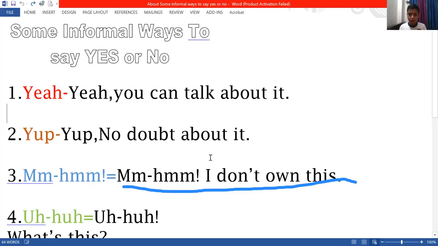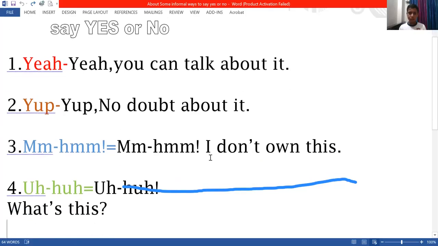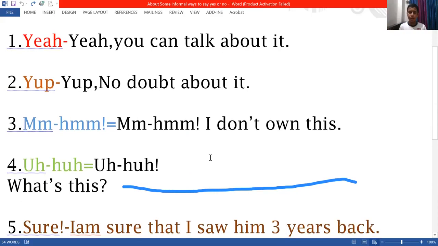And our next one is aha. And it's a type of yes and no. Aha, what is this? What's this? Aha, it's a type of question, but it is regarded as a yes type of response. You're going to use it as well. And its example is, aha, what's this? Aha, I got you. You can make many examples regarding it.